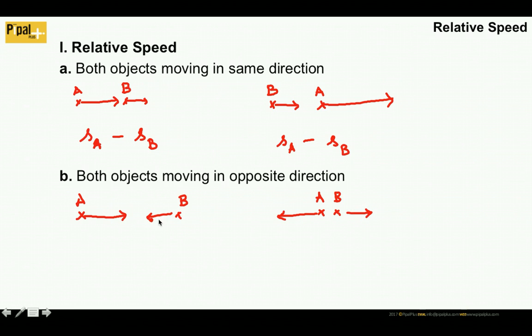In both these cases, you will notice that both A and B are facing the opposite directions. In this case, A is facing east, B is facing west. In this case, A is facing west and B is facing east. So in both these cases, the relative speed of A with respect to B will be speed of A plus speed of B. Here SA and SB are all absolute speeds, right? So we've used absolute speeds to calculate the relative speed.